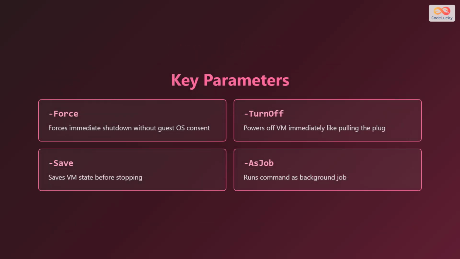Let's examine the key parameters for Stop-VM. The -Force parameter forces an immediate shutdown without requesting consent from the guest operating system. The -TurnOff parameter powers off the VM immediately, similar to disconnecting power from a physical machine. The -Save parameter saves the VM state before stopping, allowing you to resume exactly where you left off. And like Start-VM, the -AsJob parameter runs the command as a background job for asynchronous operation.